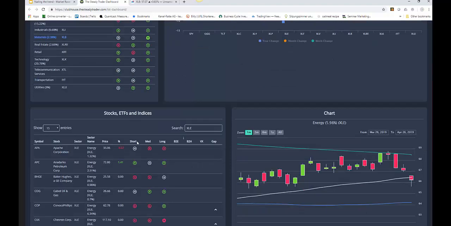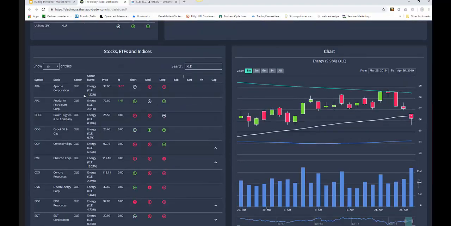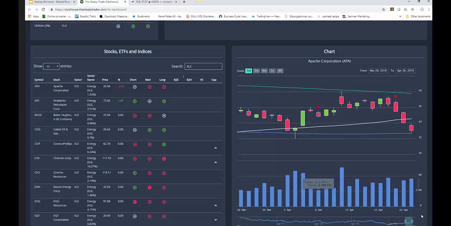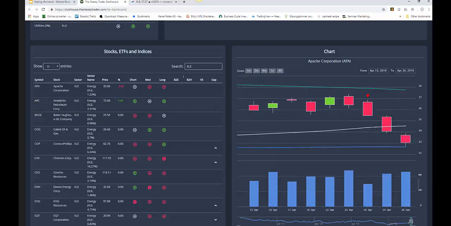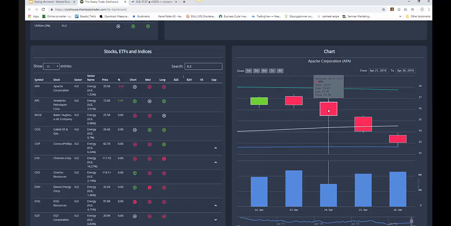But let me show you an idea. So for example, Apache, all right? Apache gave us a sell signal. I'm going to click on Apache. That's click number 2, all right? And you can see that Apache, the stock, gave us an actionable sell signal here on the 24th of April.